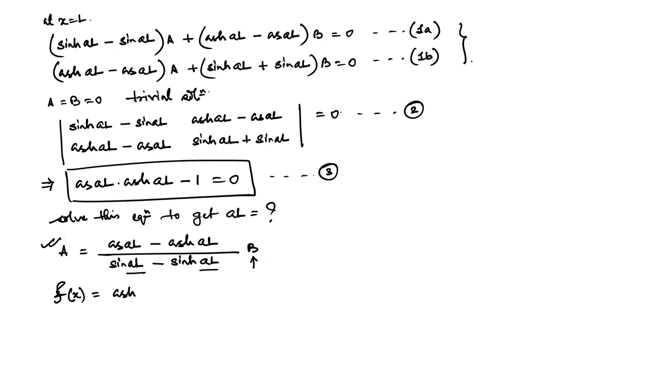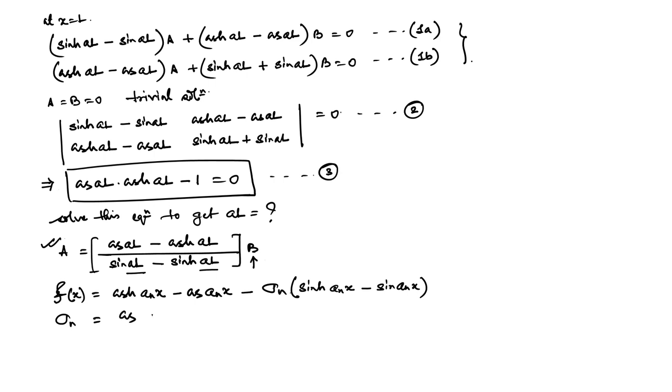Thereby we can express phi of x in a very compact form: cosh A_n x minus cos A_n x minus sigma_n, which I will define in a minute, times sinh A_n x minus sin A_n x. So, what is this sigma_n? It is this expression: cos A_n L minus cosh A_n L divided by sin A_n L minus sinh A_n L. So, it is very simple.